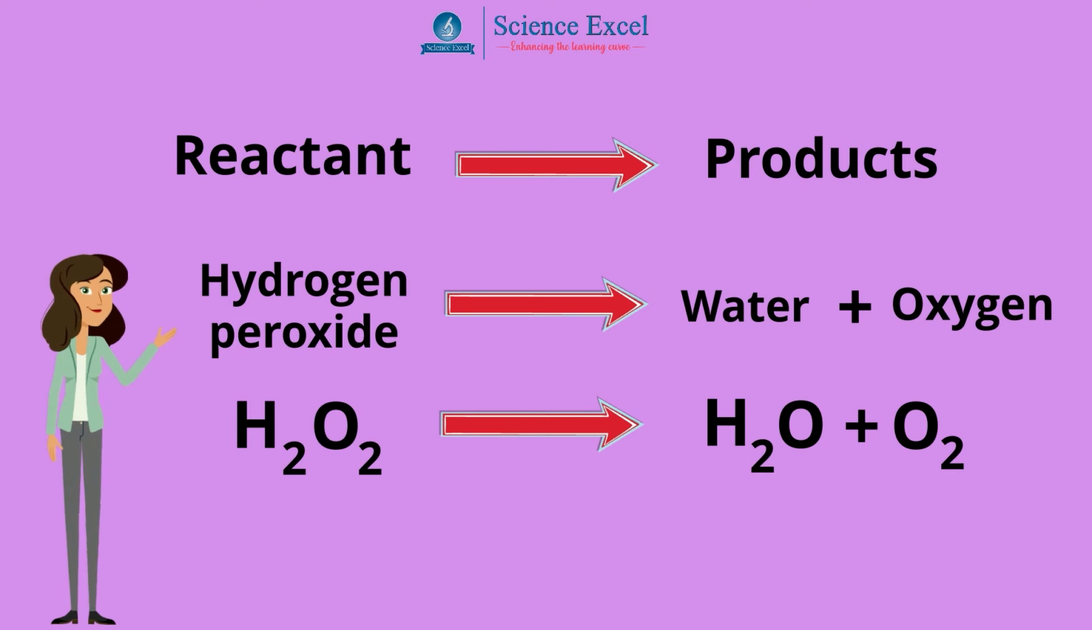In order to assure the law of conservation of mass, a chemical equation must be balanced. That is, the number of atoms on both the reactants and product sides must be equal. This is the balancing of chemical equation.